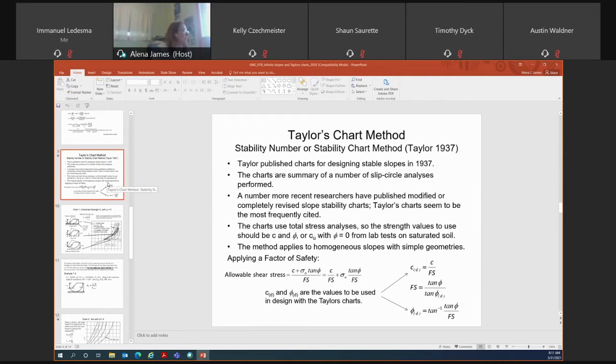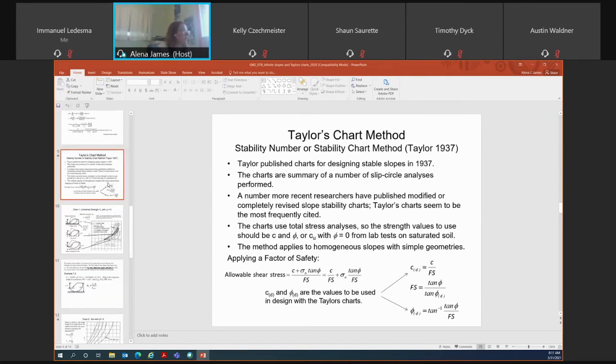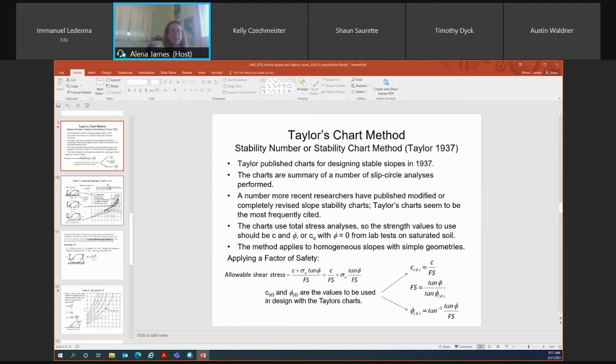Perfect. Okay. There is discussion about infinite slopes prior to Taylor's charts. The expectation is that you'll review the material for infinite slopes, and there's a couple of example calculations, and you'll work your way through the example calculations. They're primarily just plug and chug, but if you have any questions regarding the material, don't hesitate to contact me.